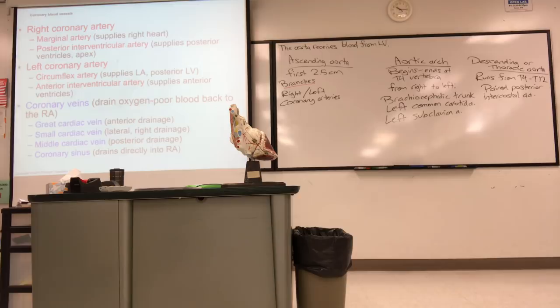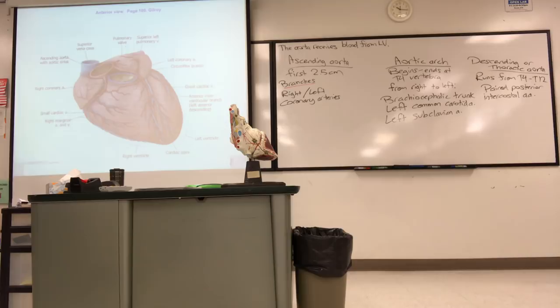Okay, so know those. A little memory jogger, MP and CA, think your politics ideology. If you're conservative on the right, you're militant, like military police. And if you're more liberal, democratic, maybe you live in the state of California. And that little thing has helped me to this day to remember the four branches of those two coronary arteries, the marginal, posterior, and circumflex and anterior. The coronary veins, great, small, middle, and the coronary sinus, those are the four you have to know. And if you study a picture of the heart like this one, they're not too hard to spot.